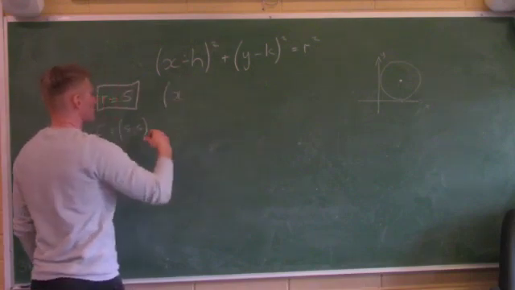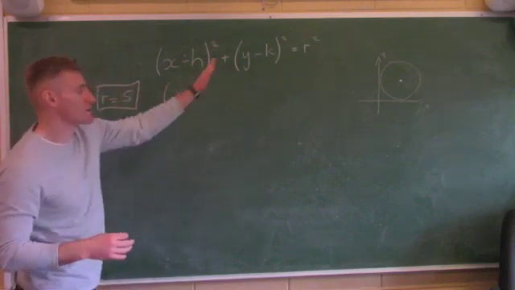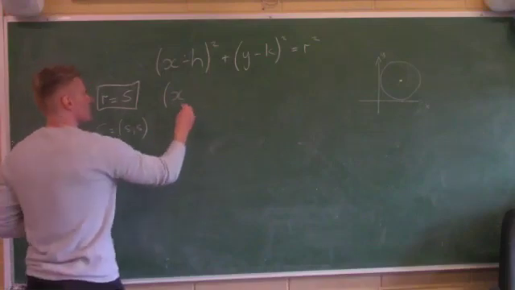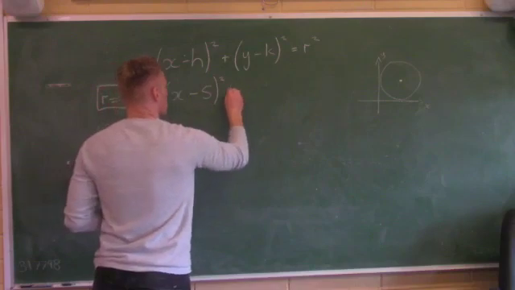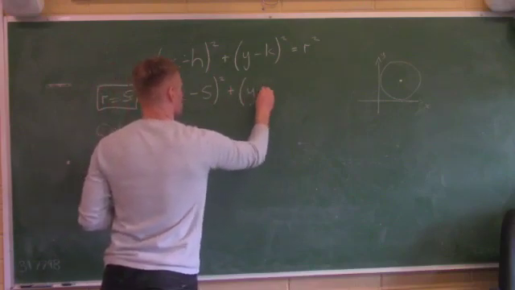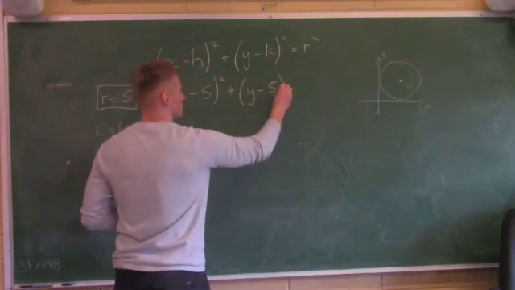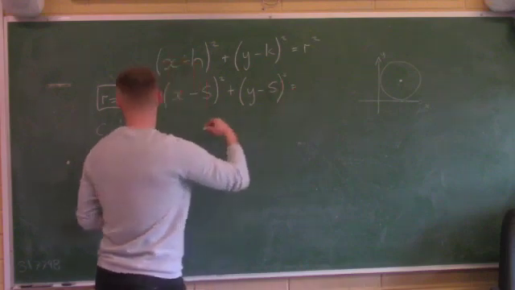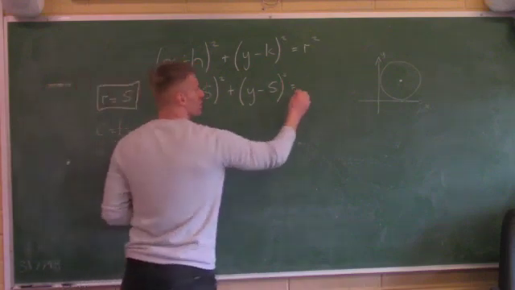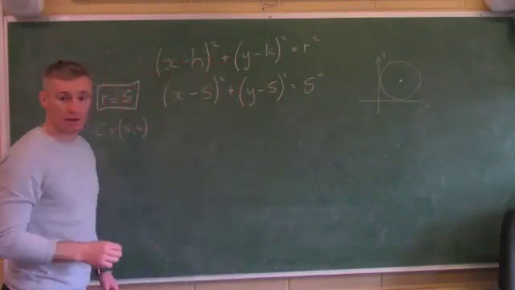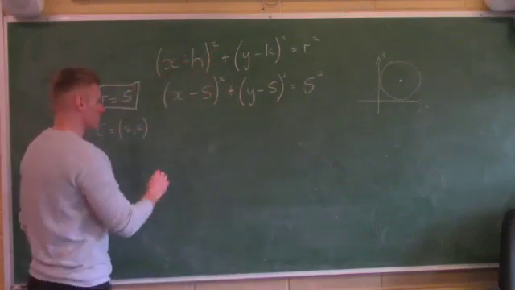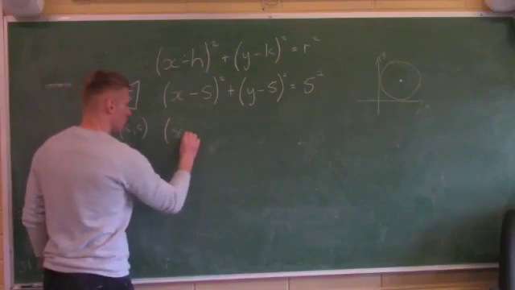X is still x because it's an equation, there's going to be x and y in my answer. Minus 5, squared, plus y minus 5, squared, equals r squared, which equals 5 squared. Nearly there now. Last line, I'm not going to do anything over here.